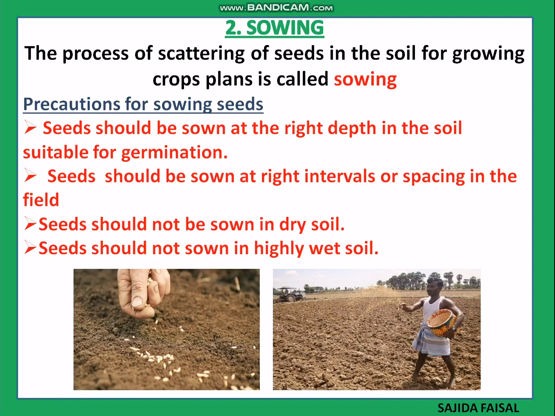Understood? First one, seeds should be sown in the correct depth. The second one, seeds should be sown at right interval and spacing. Then seeds should not be sown in the dry soil. Fourth one, seeds should not be sown in highly wet soil.